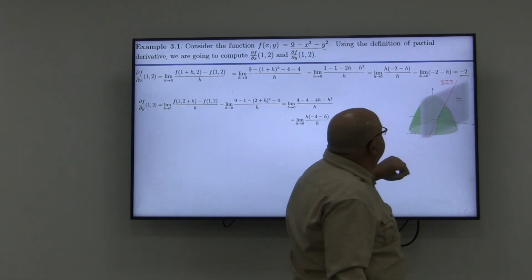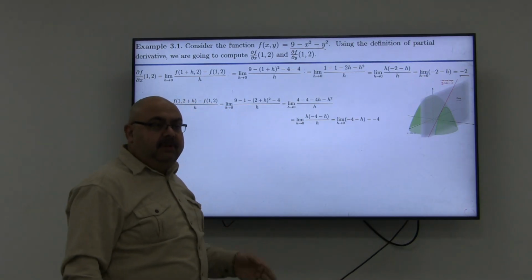with the shape of your function, which is 9 minus x squared minus y squared.